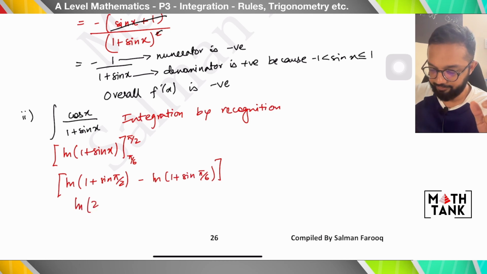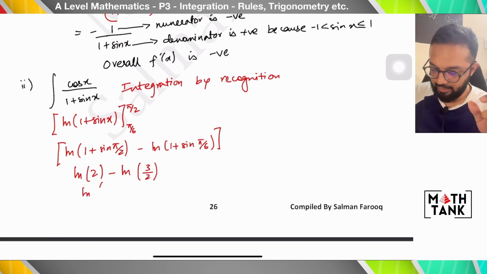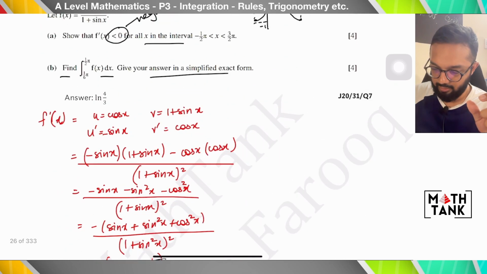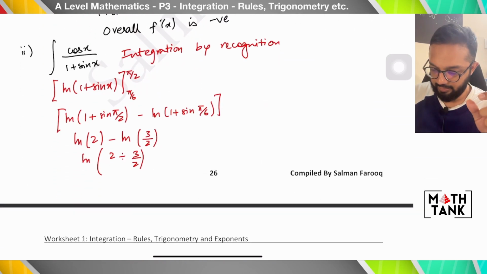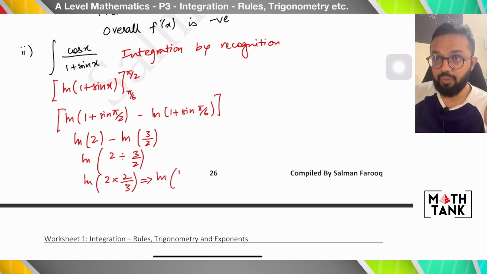ln 2 minus ln 3 over 2. So ln 2 divided by 3 over 2. Yeah, that is the correct answer. Ln 4 over 3.